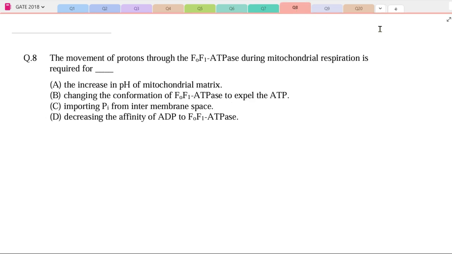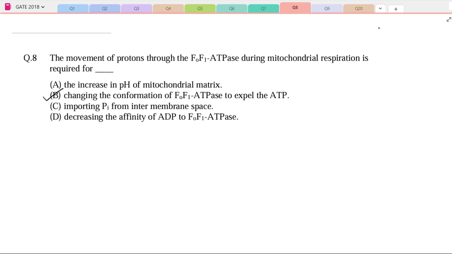The movement of protons through the F0-F1 ATPase during mitochondrial respiration is required for... This is again something I would request everybody to look at, how the electron transport chain works. This is very important, especially complexes 1, 2, 3, 4, and 5, which is the ATPase. So the correct answer here is option B, that is, changing the conformation of F0-F1 ATPase to expel the ATP.